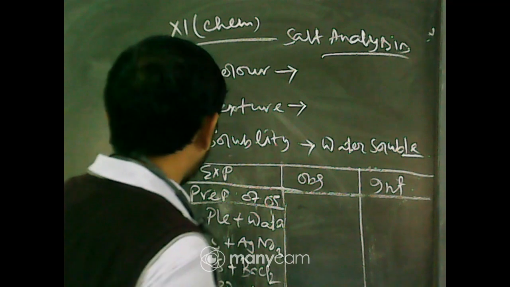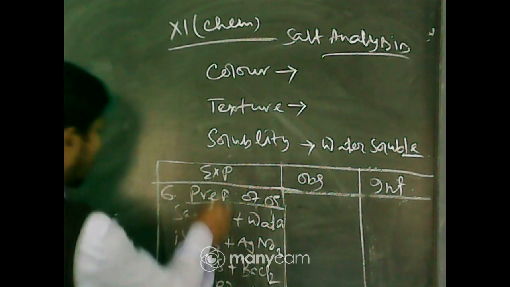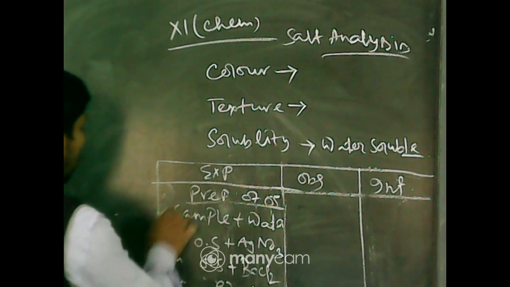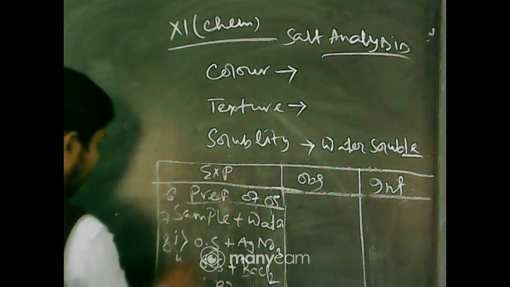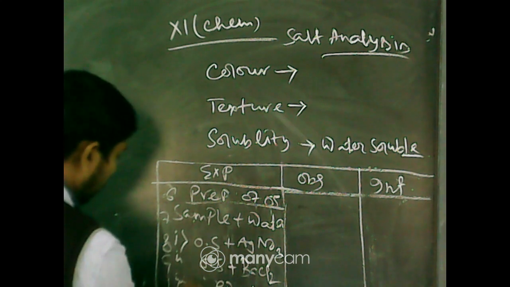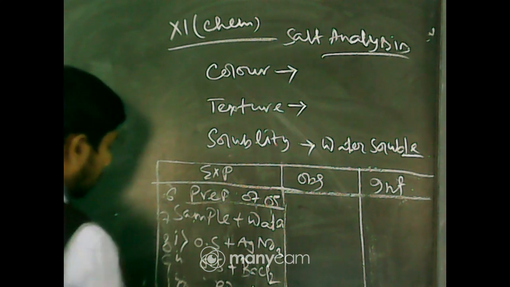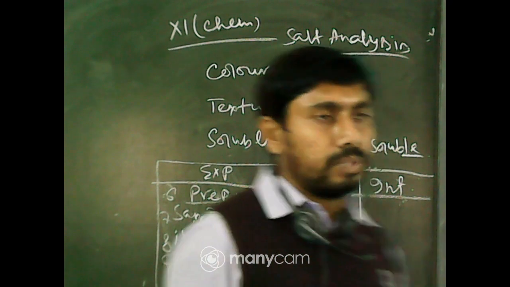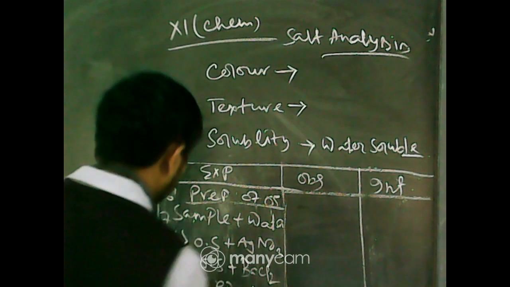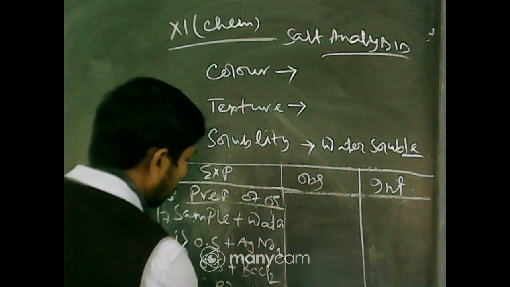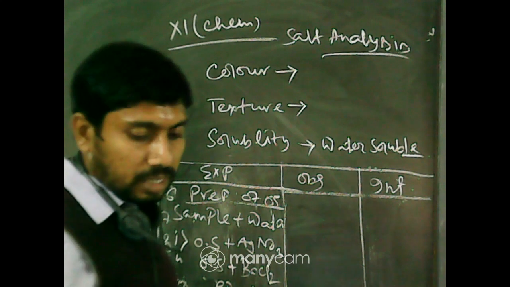So, we have completed 6, that is the preparation of OS, and the tests for anions, 7, 8, 9 and 10. Then you will write number 11, that is group separation. What is group separation? This will be discussed in the next class, because it is a long process.